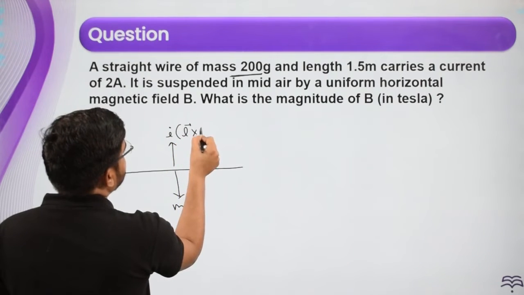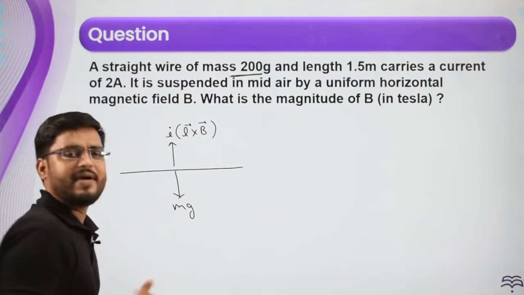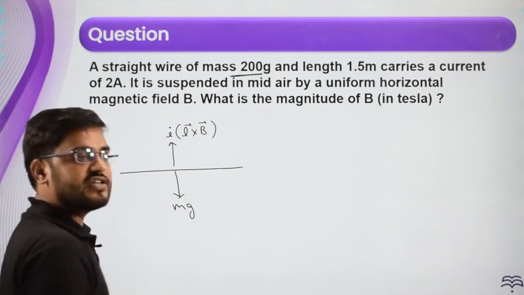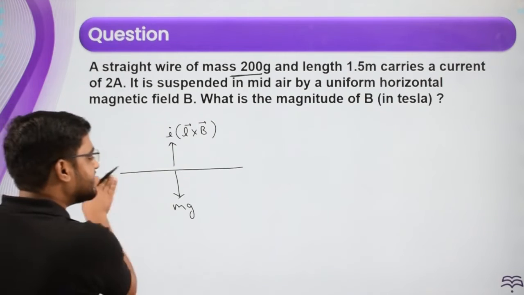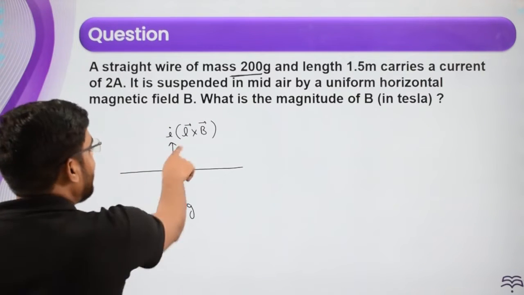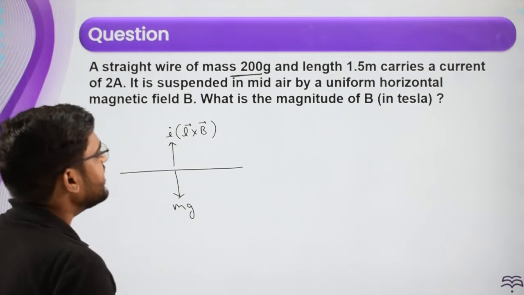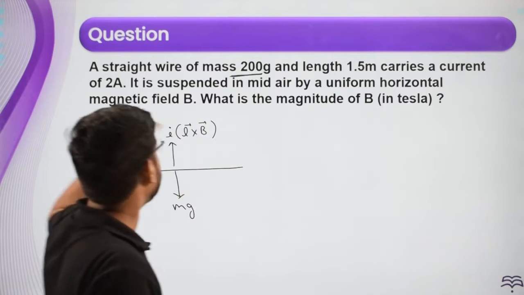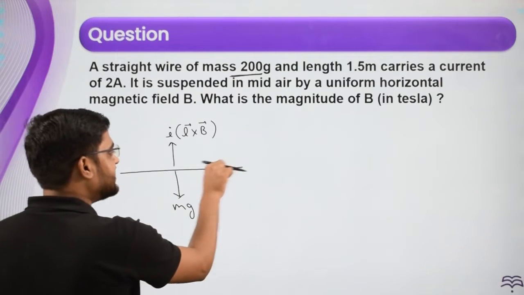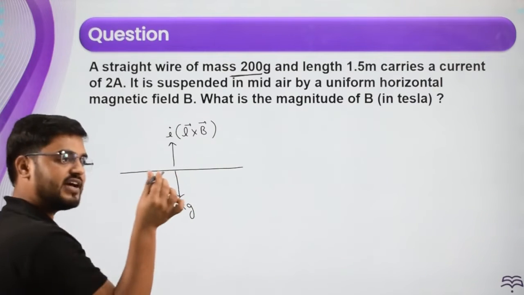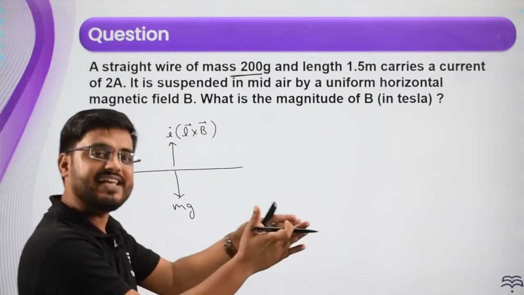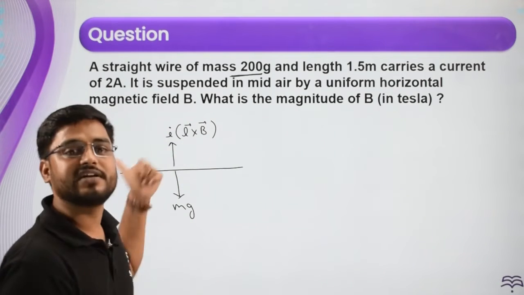I L cross B, that is to be precise. So we'll say the magnitude is IL cross B. If you see L cross B, the length is either this way or that way, depending on which direction current is flowing. So the L vector is horizontal. What about the B vector? They are saying uniform horizontal magnetic field. So L is horizontal and B is horizontal, but the other way around. If that is not the case, then what would happen? If they are in the same direction, then this force will become 0.